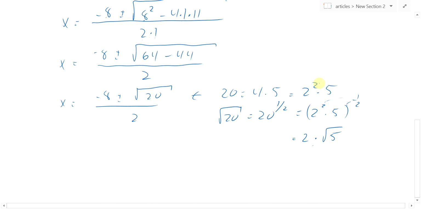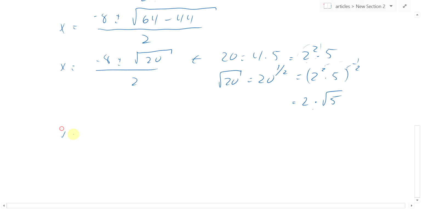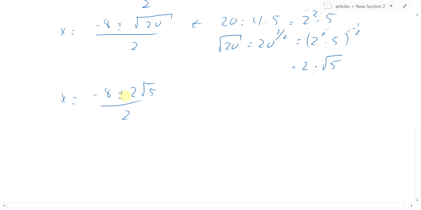And so what you see is if you have a square root of a number and it's got a square factor in it, you can factor out the number part. So the 2 can come out. So this is x equals minus 8 plus or minus 2 square root of 5 over 2. And how can we simplify that? Well, right off the bat we can't simplify because there's a plus or minus. You can only cancel in a fraction if things are multiplied together.